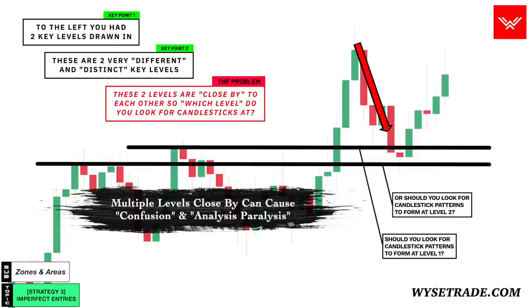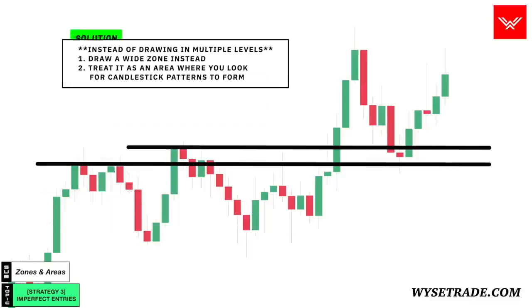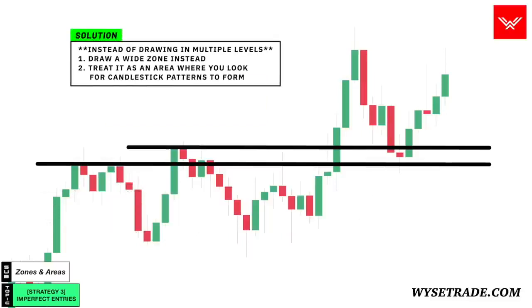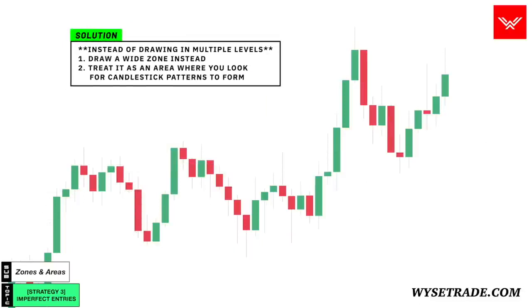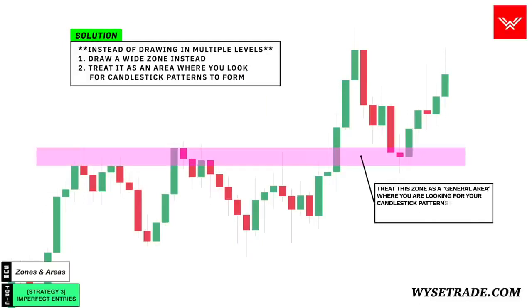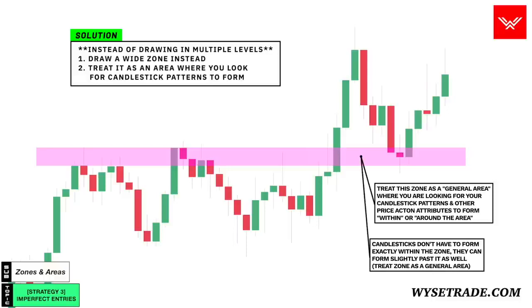Now, to get around this problem, instead of drawing in multiple levels, what you do is you draw in a wide zone like this and treat the zone as a general area where you look for candlestick patterns to form within or around. This is very important. Candlesticks don't have to form exactly within the zone. They can form slightly past it as well. Because again, you are treating it as a general area where you are looking for candlestick patterns to form.